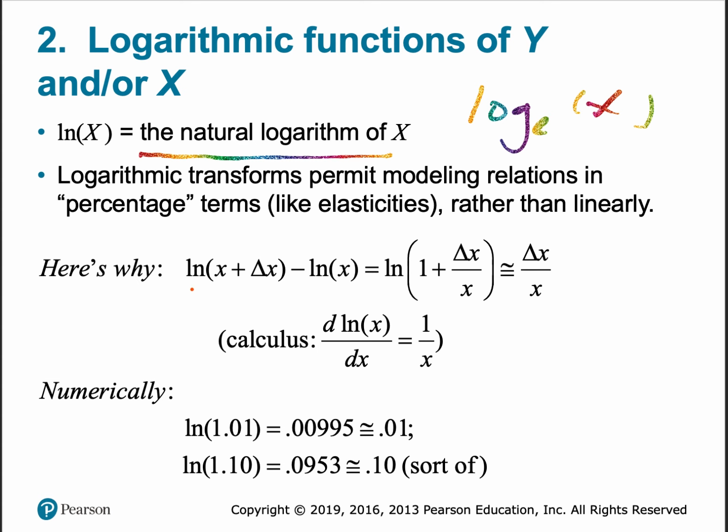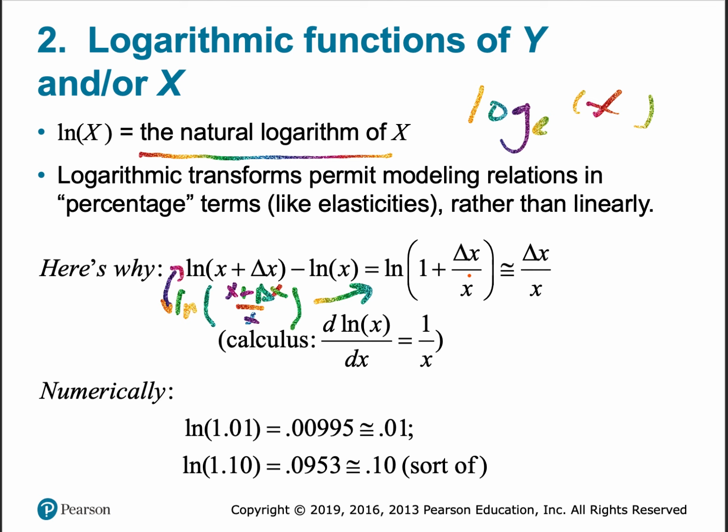This is, in essence, the natural log of x plus delta x over x. That's what this equals, and this simplifies to the natural log of 1 plus delta x over x, which is approximately delta x over x.